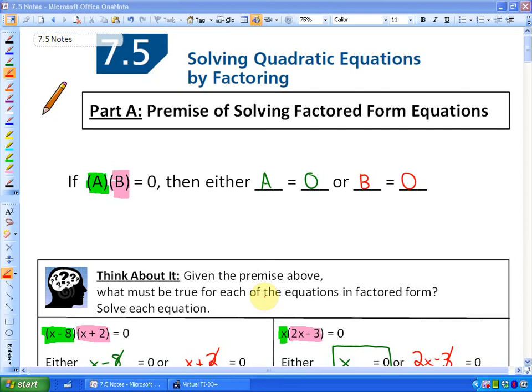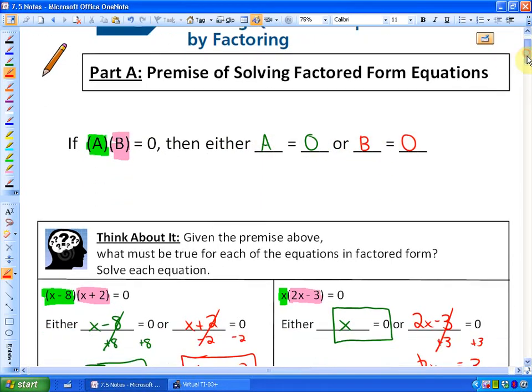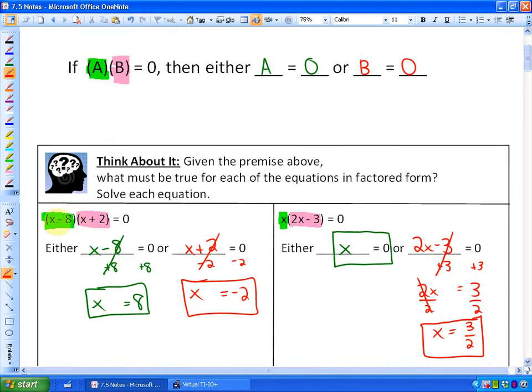This is 7.5, Lesson 3, which is titled Solving Quadratic Equations by Factoring. What we learned in the premise of this section was that if two terms or two expressions multiply to be 0, then either the first term equals 0 or the second term equals 0. Or in other words, if we had x minus 8 times x plus 2 equals 0, then either x minus 8 equals 0 or x plus 2 equals 0, because one of the factors has to equal 0, because anything times 0 is 0 if we're solving an equation that's equal to 0.